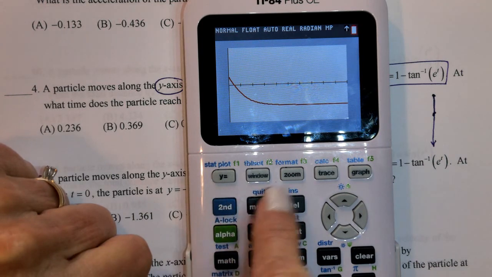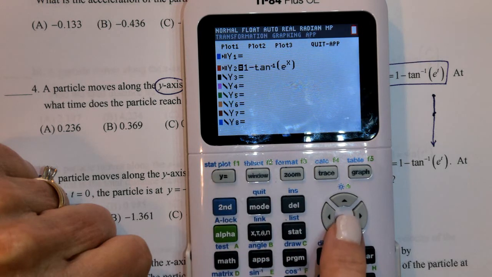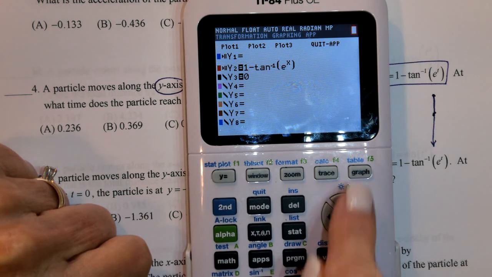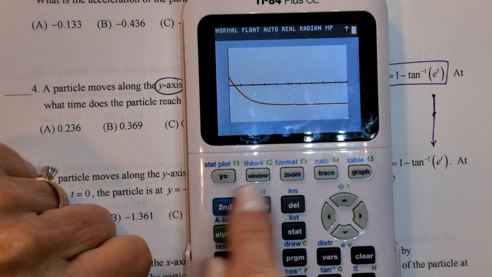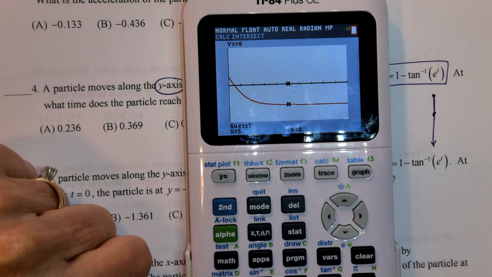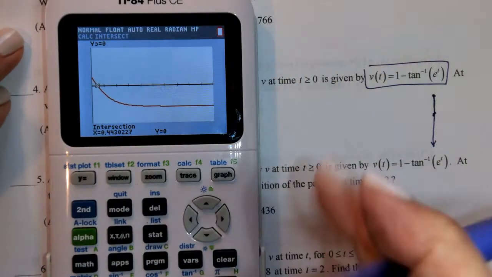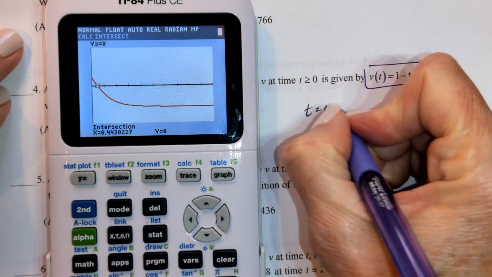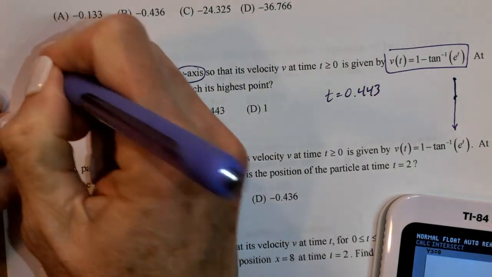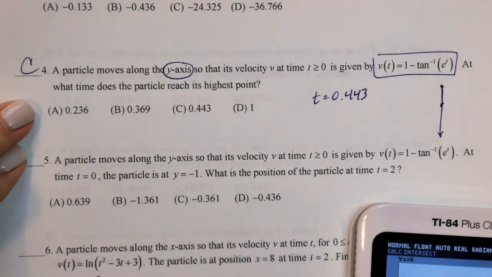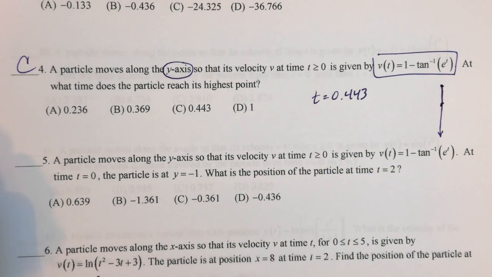So I need to find out what that time is. I don't have 0 in for anything. Let me go get 0 in for that. Second calc 5, enter, enter, enter. And we get the time 0.443. And that's answer choice C. So that's how I would do that problem. And I know I did not write anything down, so you'll have to write yourself some notes there.